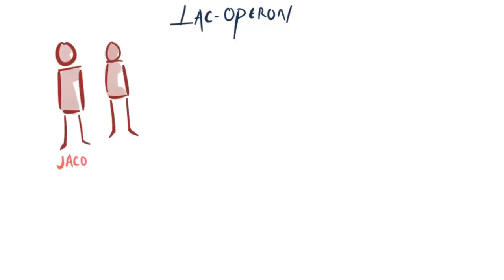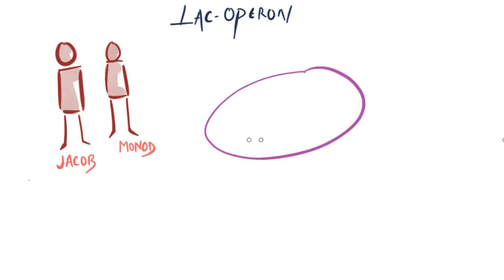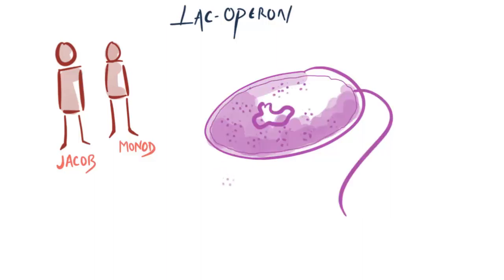The concept of Lac Operon was given by two scientists in 1960, and they got the Nobel Prize for that as well. These scientists were Jacob and Monod. Jacob and Monod told us how a bacterium can regulate its genetic expression, that is, what genes it wants to express and what not.